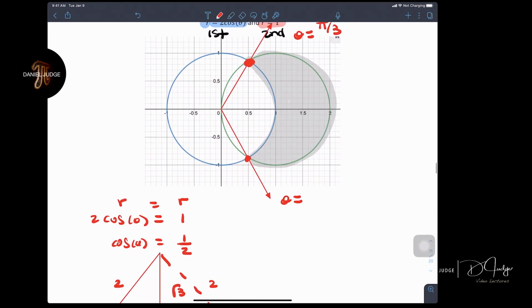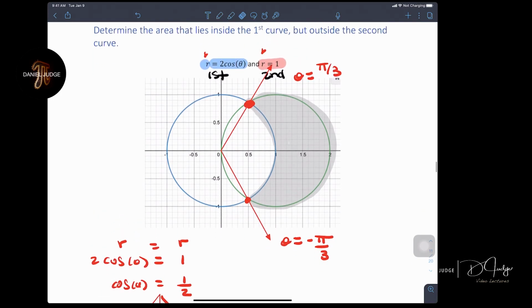Now, remember, all students take calculus here. This is where cosine's positive. So cosine's positive in quadrant 1 and quadrant 4. So I'm going to use this angle of minus pi over 3. So the area that they're talking about is going to be between these angles here.